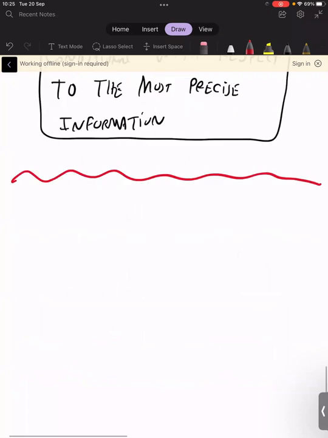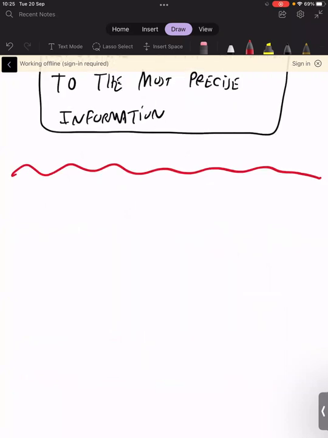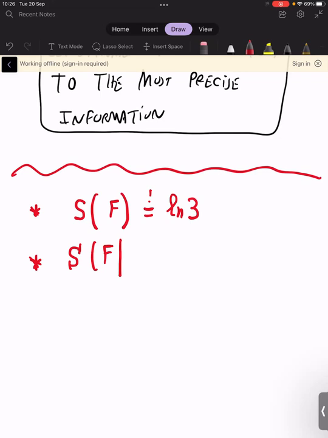I give the exercise for next week to prepare for the lecture on information by Dimitri Petritis. I will ask you to calculate the information of the random variable F, which was the position of the Ferrari. You must find log 3. And I will ask you to calculate the conditional entropy of F if I know P. This, you must find log of three minus 2/3 log of two.